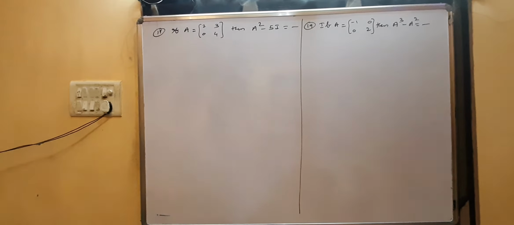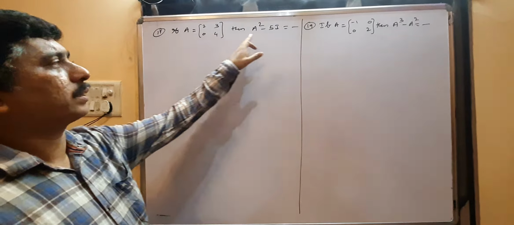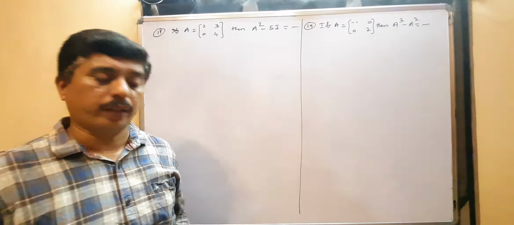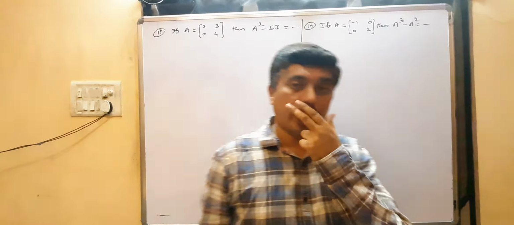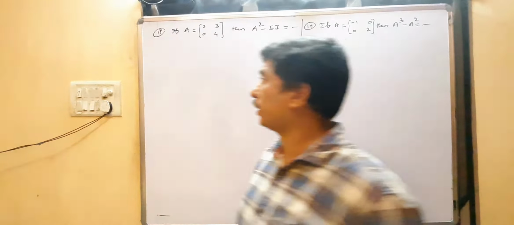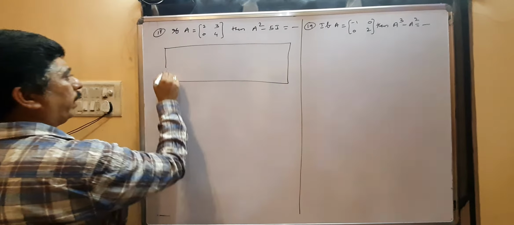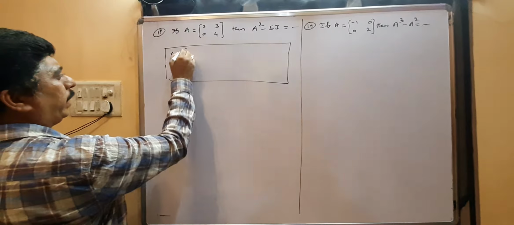Next question, the 17th one. A is given as 2, 3, 0, 4. They are asking to find A square minus 5I by using the characteristic equation. I already explained the characteristic equation. What did I explain about the characteristic equation? A is a 2 by 2 matrix, that is A, B, C, D.